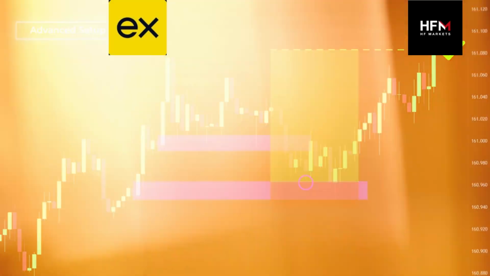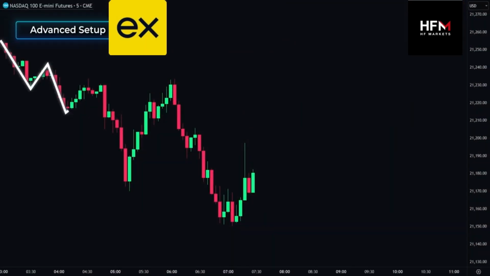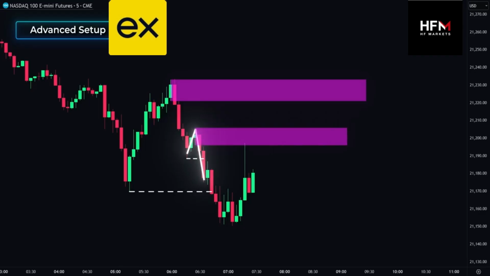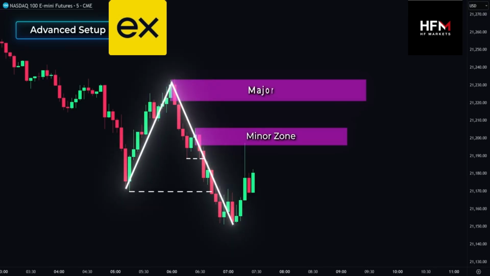So let's look at another example. In this chart, we can see that price is forming lower highs and lower lows, clearly showing a downtrend structure. There are also multiple breaks of structure that could be identified, but we'll focus on the most recent one, which is right here. From that break, we take the initial move that led to it and draw our supply zone. Looking closer, we can also spot another break of structure that came from a smaller price swing. This lets us draw a second supply zone, and since it was formed from a smaller move, we classify it as a minor supply zone. In contrast, the zone above was formed from a larger price swing, which makes it a major supply zone.